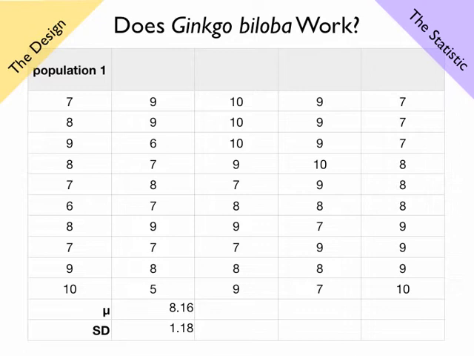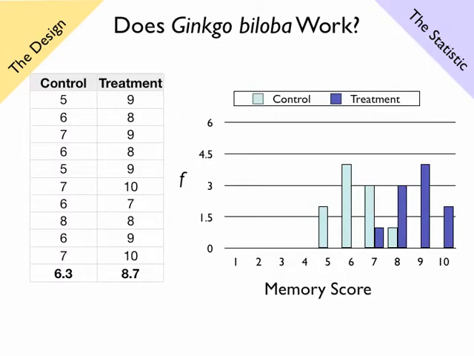The population mean here, the mu, and I can say mu because this is the whole population, is 8.16, with a population standard deviation of 1.18. And let's say that we randomly sampled 2 people from this group, and we ended up with these results. The control group here has a mean of 6.3. The treatment group has a mean of 8.7.